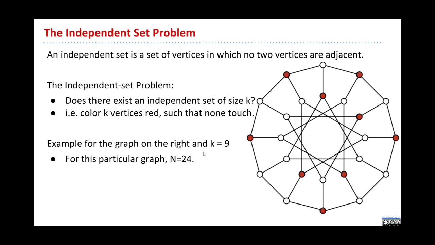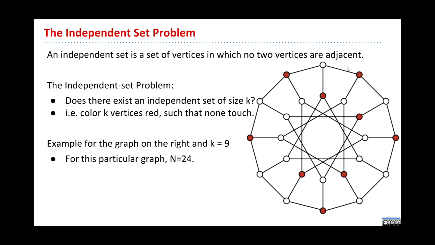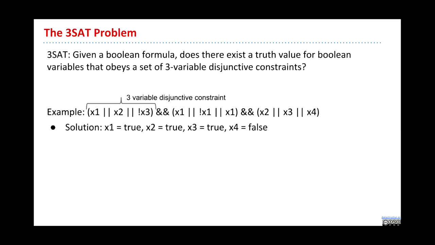And so for this example, we have n equals 24. There are 24 vertices. In this specific crazy cool shape, if you run the independent set solver that might exist out there, this is one particular answer you might get. So you'll see that no 2 red vertices touch. Okay? So do you understand what independent set is? Okay. Now I'm going to tell you about another problem called 3-SAT, another really important one.